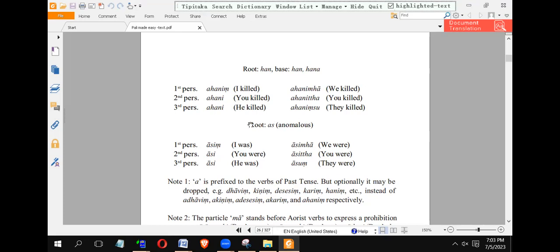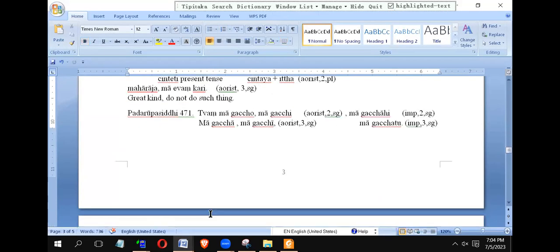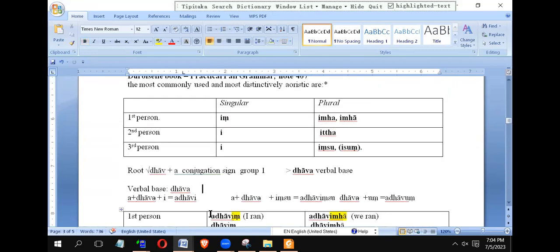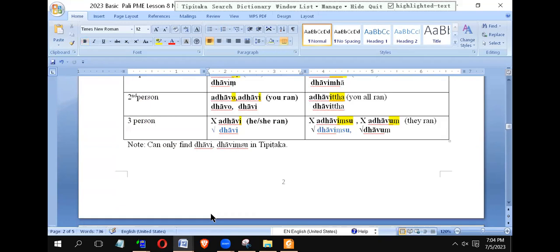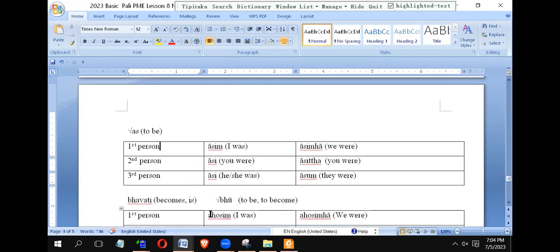Now this is a special form. This is also very important because in the Tipitaka we can see all this. He was, they were. I was, we were. Because there is no space here, I show you the extra notes here. I thought I typed here already. Okay, this one, right? This us and bhavati, all right?